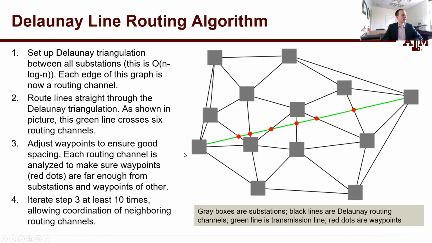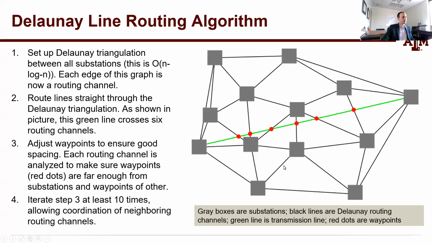I want to just talk about kind of how that algorithm works. This is called the Delaunay line routing algorithm. And this is all based on the Delaunay triangulation. Delaunay triangulation is a fast order n log n algorithm that takes a set of geographic points like this and builds triangles. The Delaunay triangulation is shown here with these black lines.